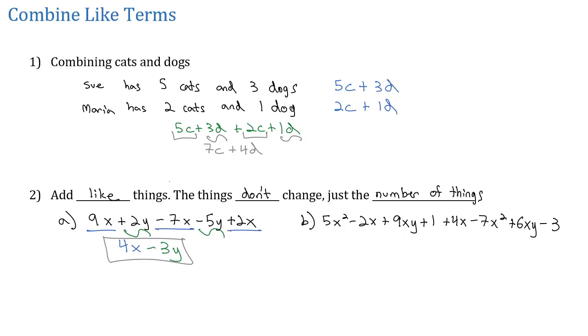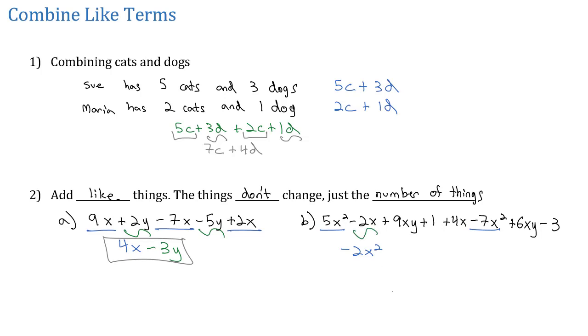When we say we want like things, they have to be exactly alike. Close only matters in horseshoe, scud missiles, and slow dancing, not in math. So when I say what's like the 5x squared, we can only combine it with another x squared, not with a regular x. 5 minus 7 gives me negative 2 of these x squareds.